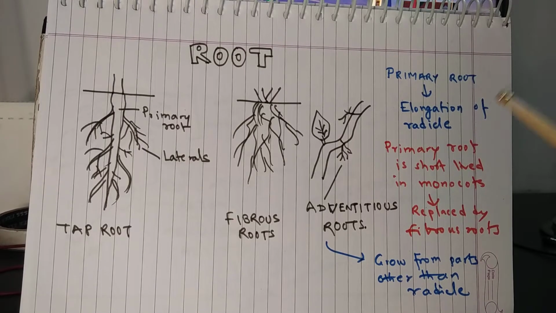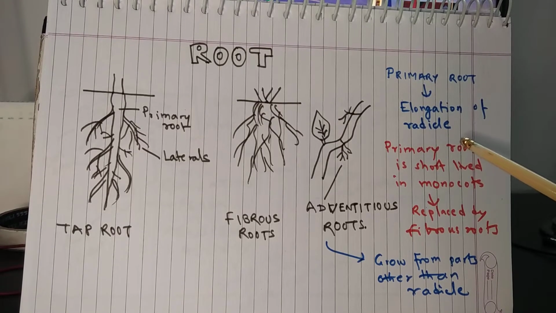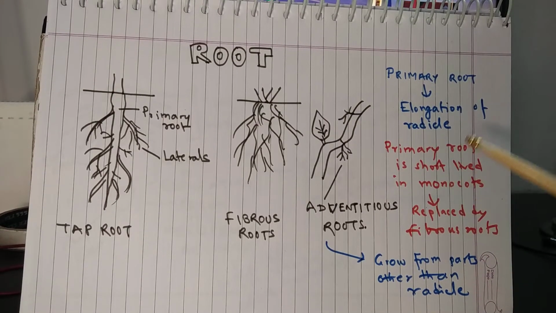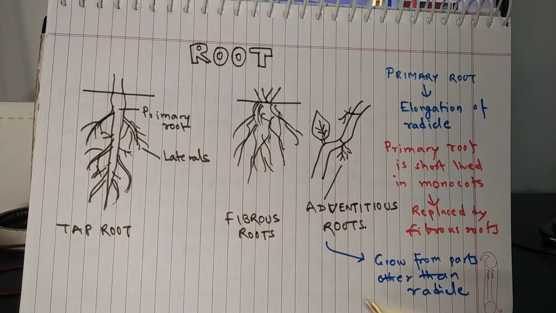Now, root originates from the radicle of seed. Radicle is a part of plant embryo, and on elongation of radicle, it produces the root, and that root is called primary root. Now these primary roots can persist in a plant or they may be replaced by another kind of roots. Based on this factor, there are two types of roots. One is called taproot and another is called fibrous root.